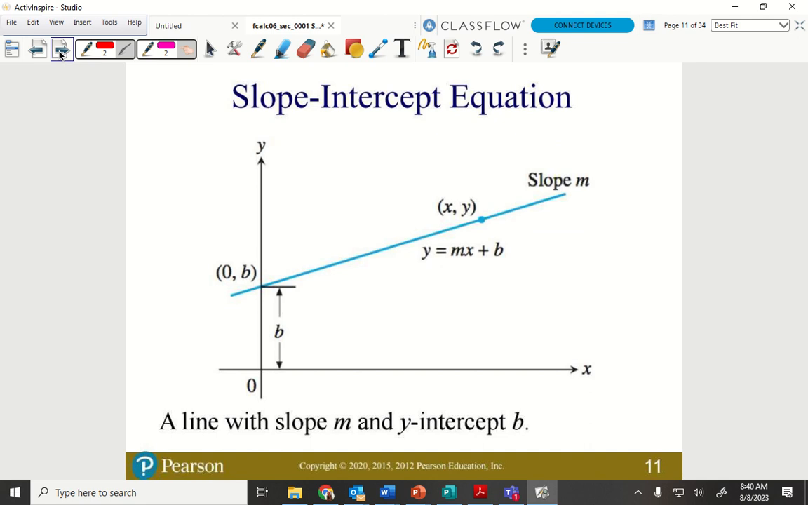All right, here it is right here. So, at this point, 0, b. B is the height away from my x-axis, where 0 means that it's going to be right on the y-axis. Okay, y equals mx plus b, slope is m.